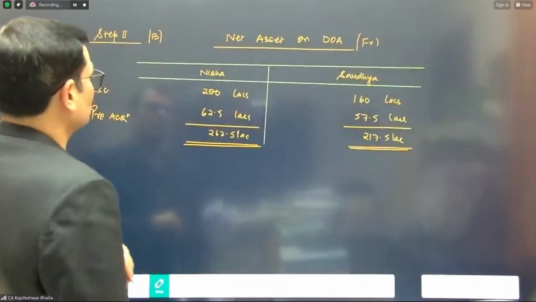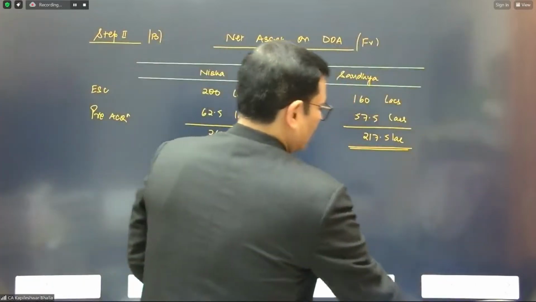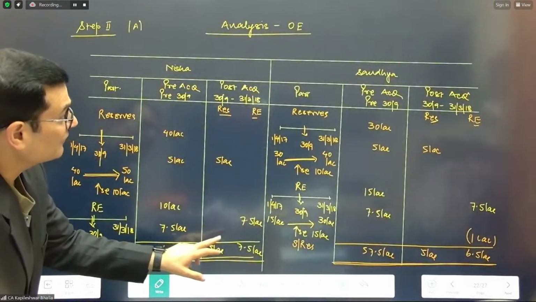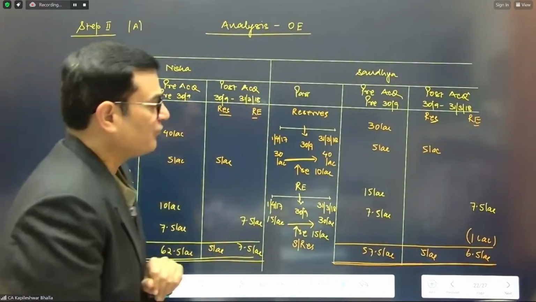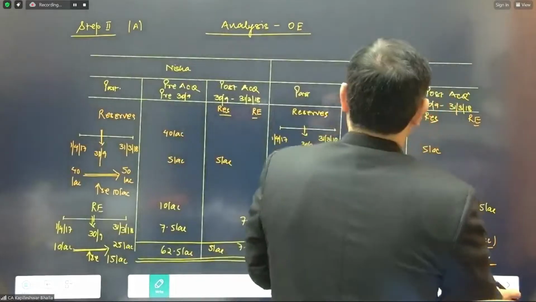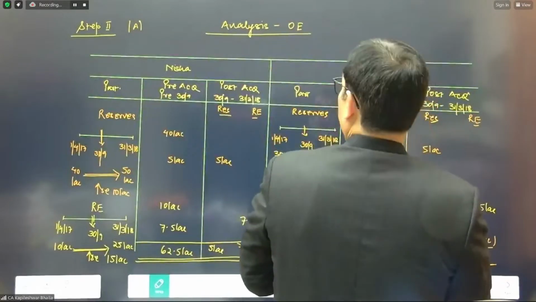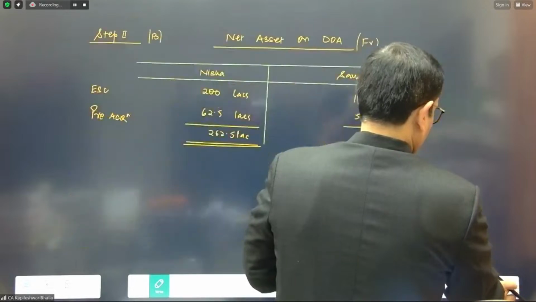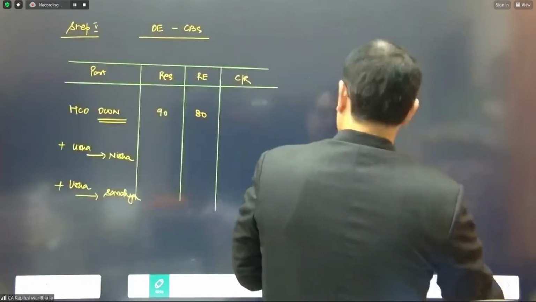So I guess if you look at the post-acquisition figures in terms of step number 2A, this is 5 and 7.5, and that is 5 and 6.5. And I guess if you look at the percentages, I think it is 80 and 60. Okay, so let me come back on this.